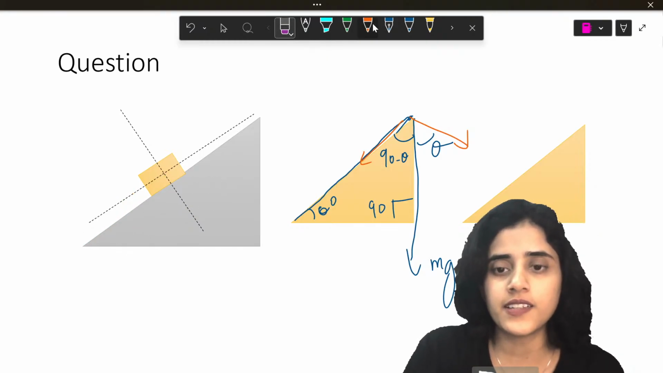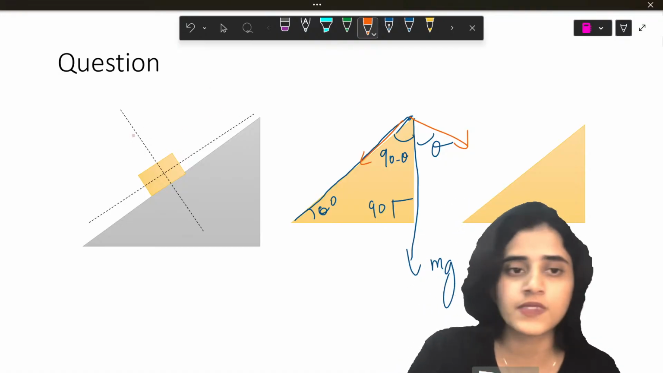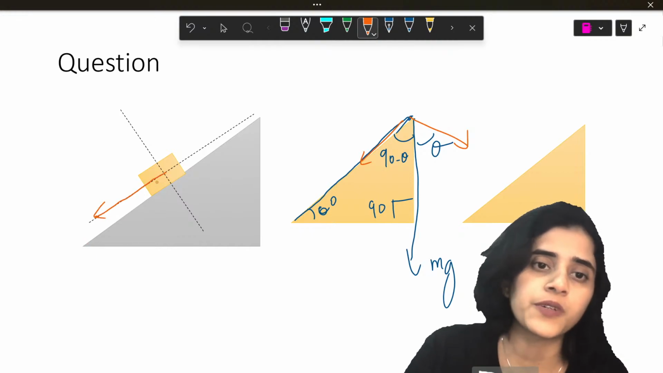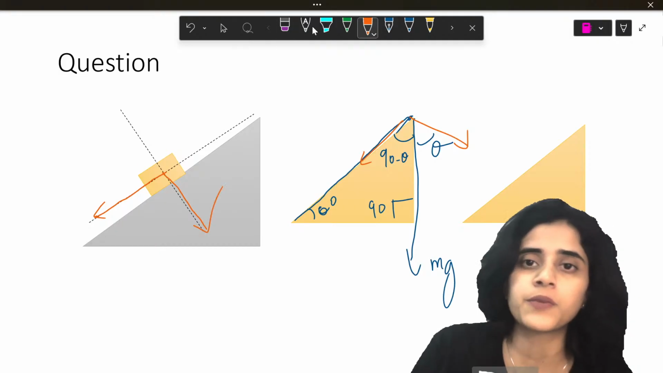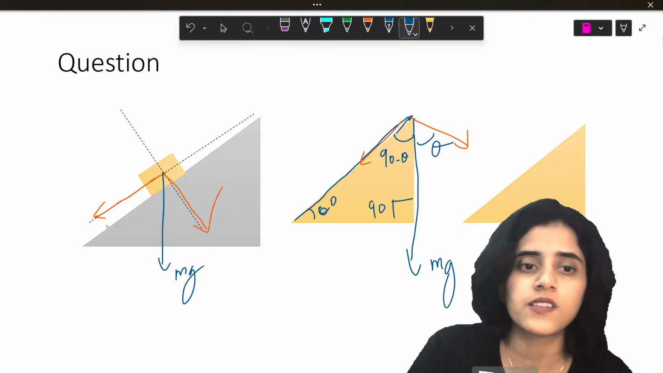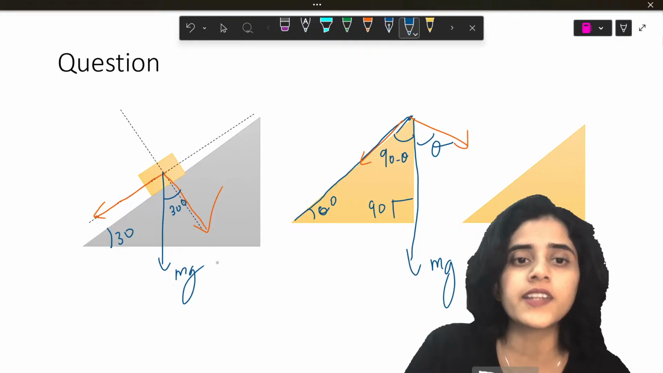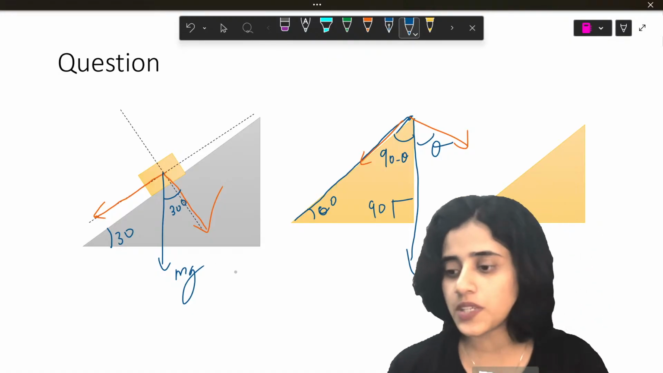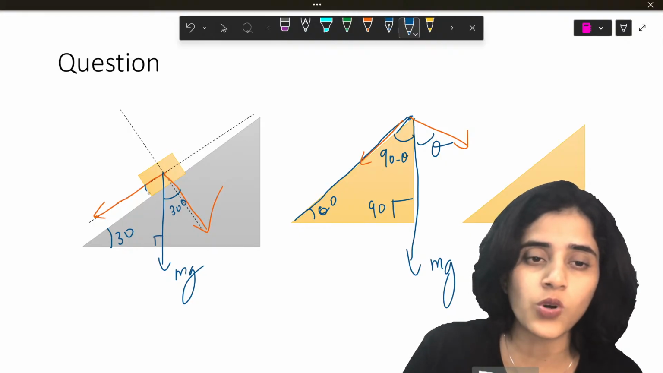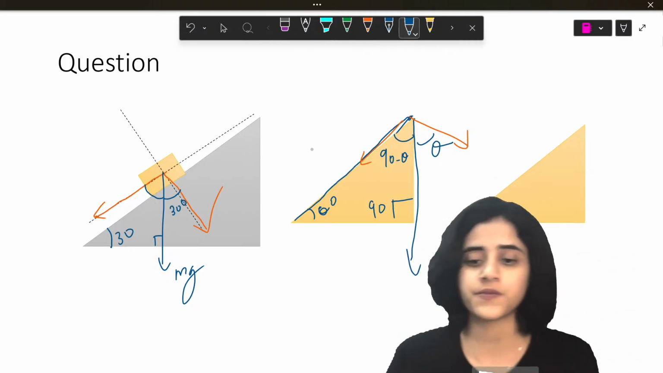Let me write that here. So I have, this is the horizontal component. This is the vertical component. This is mg. This was 30 degrees. So now I have this also 30 degrees. Did you understand how I got that as 30? I took this whole thing as 90 minus 30. So then the rest is 30. Okay?